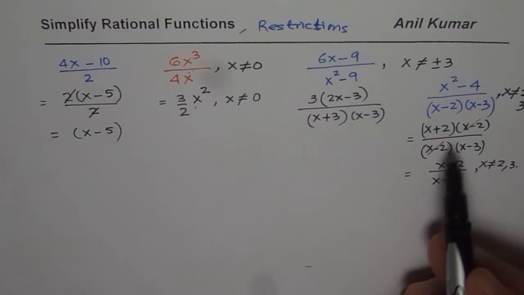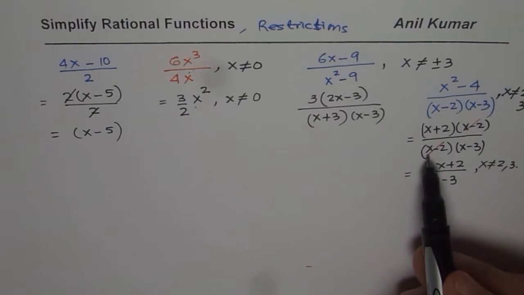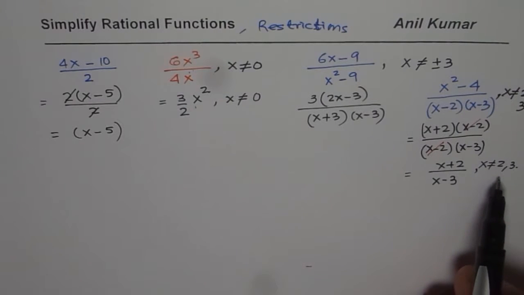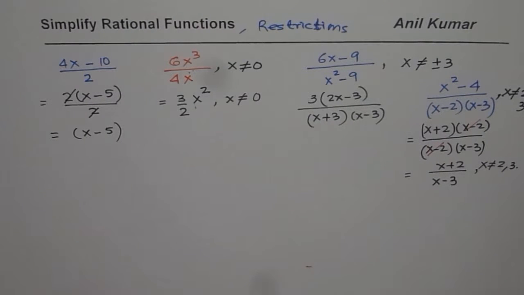X minus 2 was a common factor. It got cancelled for numerator and denominator, but the restriction remains, and that is an extremely important thing for us to understand. Okay, so let me give you a few examples for you to practice.